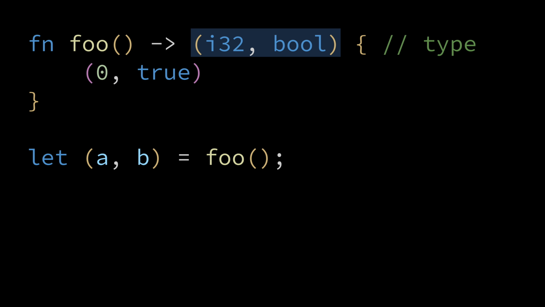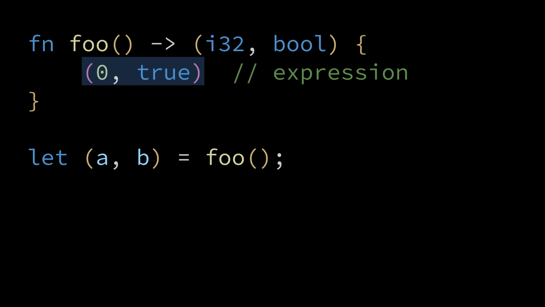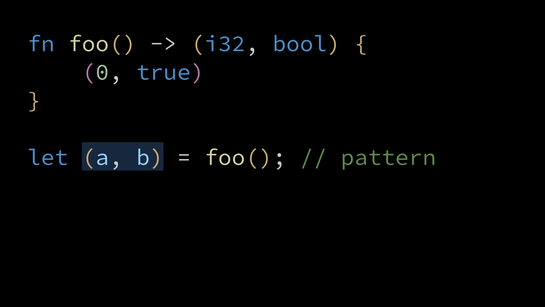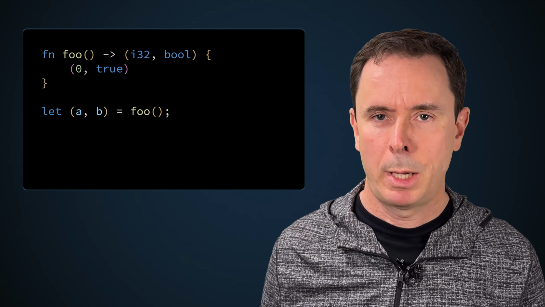i32, bool is a tuple type. 0, true is a tuple expression. It constructs a value of that tuple type. And a, b is a tuple pattern that destructures a tuple value into its individual fields. There are three distinct pieces of grammar: types, expressions, and patterns. The language designers have made them look the same for consistency, but they're different things.